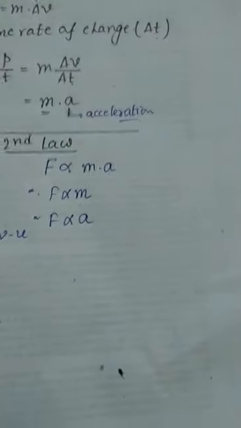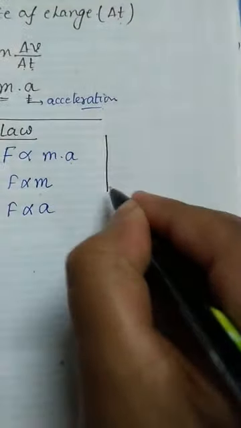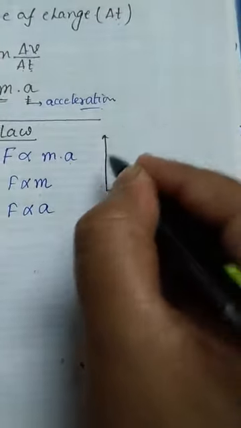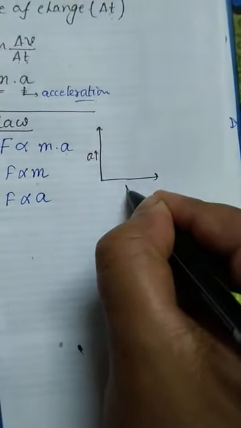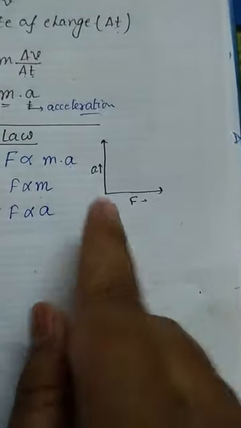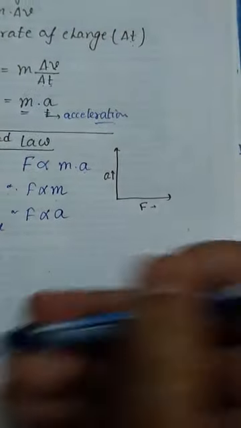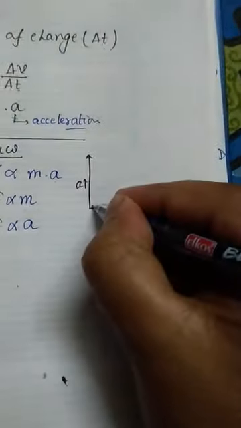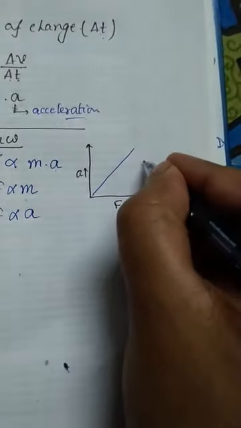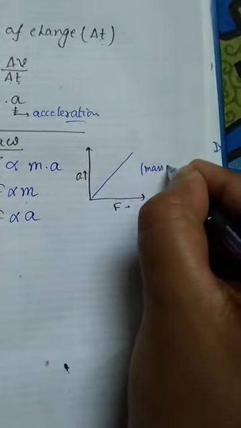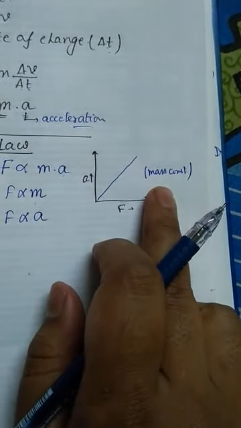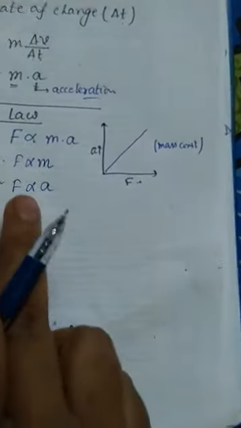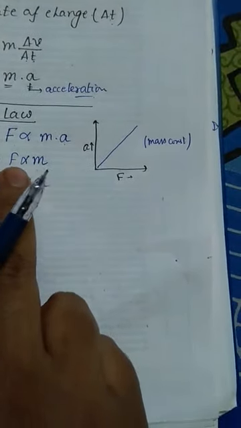Now if we plot a graph, let's say along this direction I am plotting acceleration, and along this direction I am plotting force. When you are applying a force on an object, how will its acceleration change? If mass is constant, the acceleration will change like this. Similarly, mass is also directly proportional to the force.